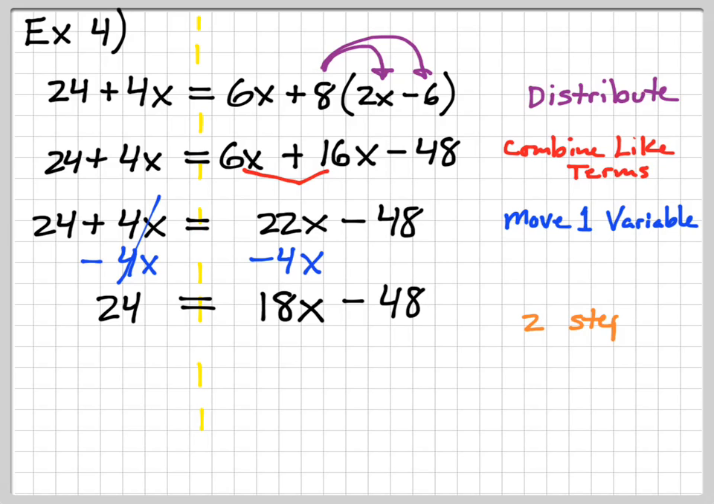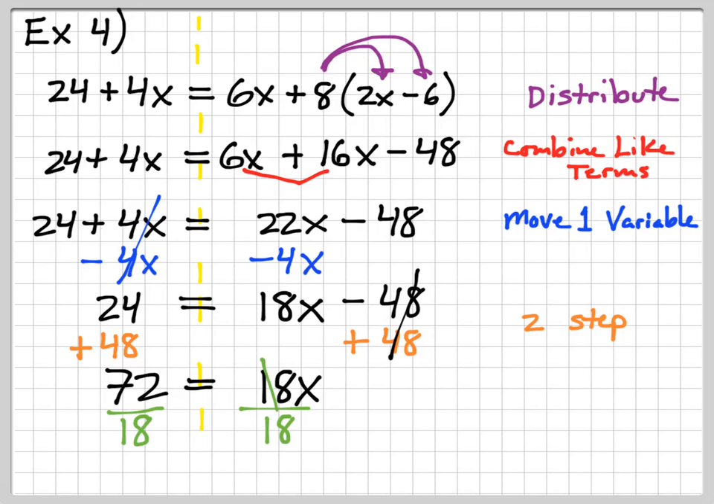And now I have a two-step equation. Step 1, add 48 to both sides. I get 18x equals 72. Step 2, divide both sides by 18. And my final answer is x equals 4.